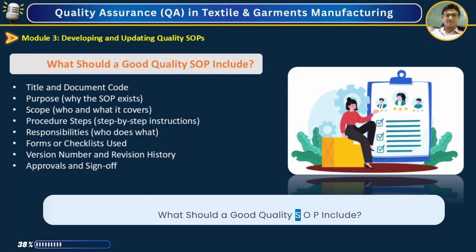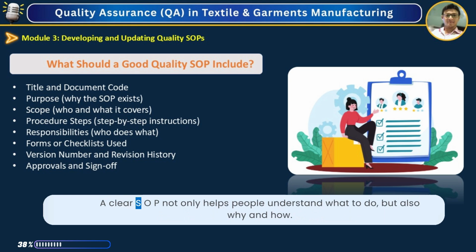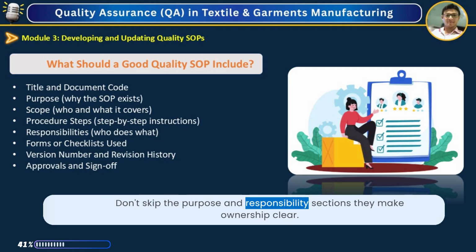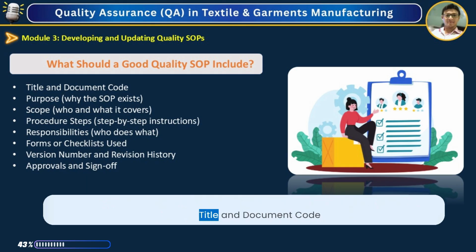What should a good quality SOP include? A clear SOP not only helps people understand what to do, but also why and how. Don't skip the purpose and responsibility sections. They make ownership clear. An SOP should include: title and document code. Purpose: why the SOP exists. Scope: who and what it covers. Procedure steps: step-by-step instructions. Responsibilities: who does what. Forms or checklists used. Version number and revision history, approvals and sign-off.